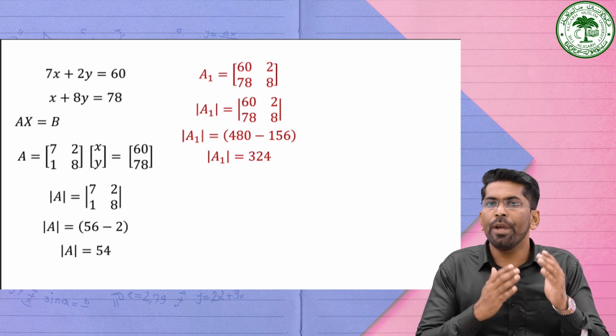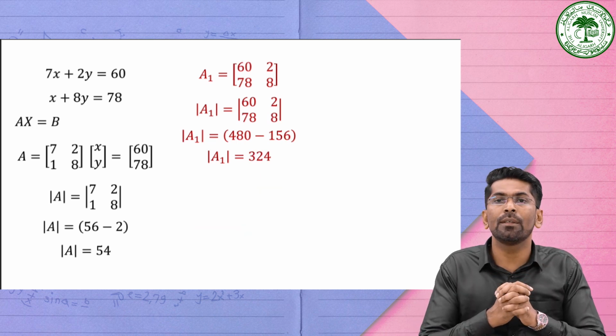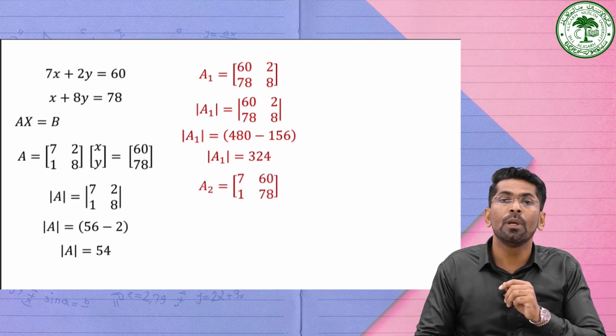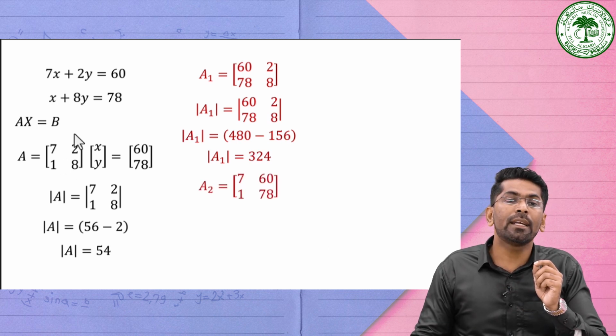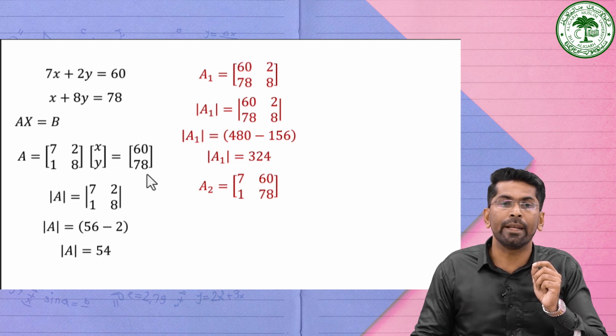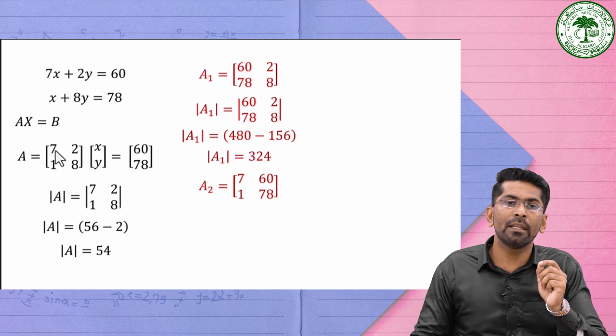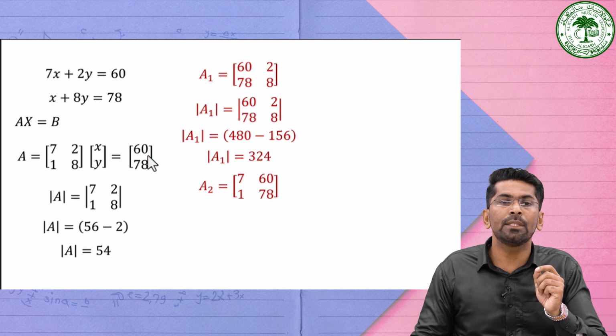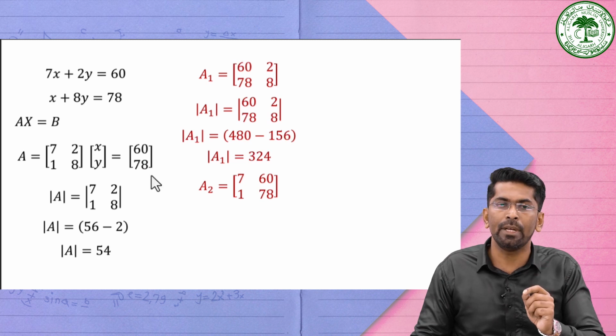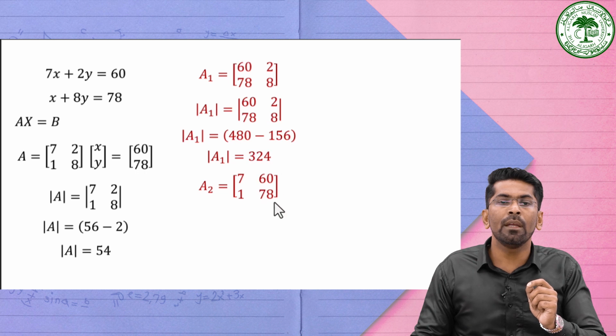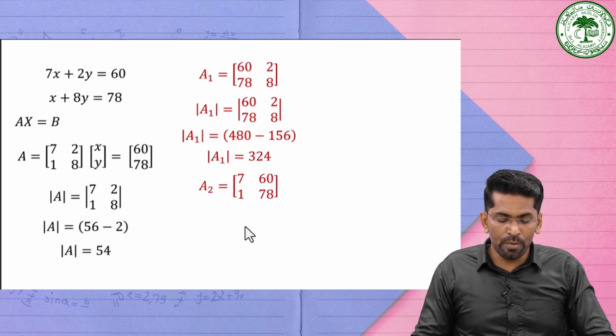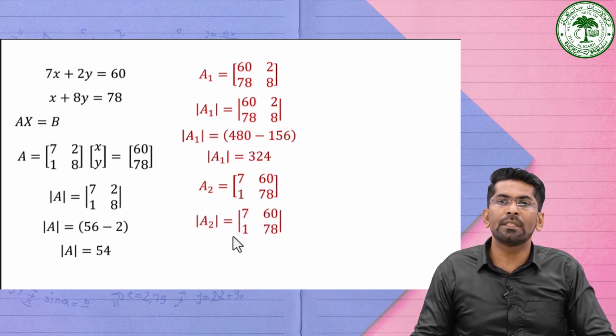Now we are going to form the second special matrix, which I am denoting here as A2, where I am going to replace the second column using the constant matrix. The first column will be the same, that is 7 and 1, and the second column, that is 2 and 8, I am now going to replace with the constant matrix, that is 60 and 78. So the second column will be 60 and 78, and the first column will be the earlier one, that is 7 and 1. Now we are going to find the determinant value of this special matrix, that is the determinant of A2, which is 7, 60, 1, 78.